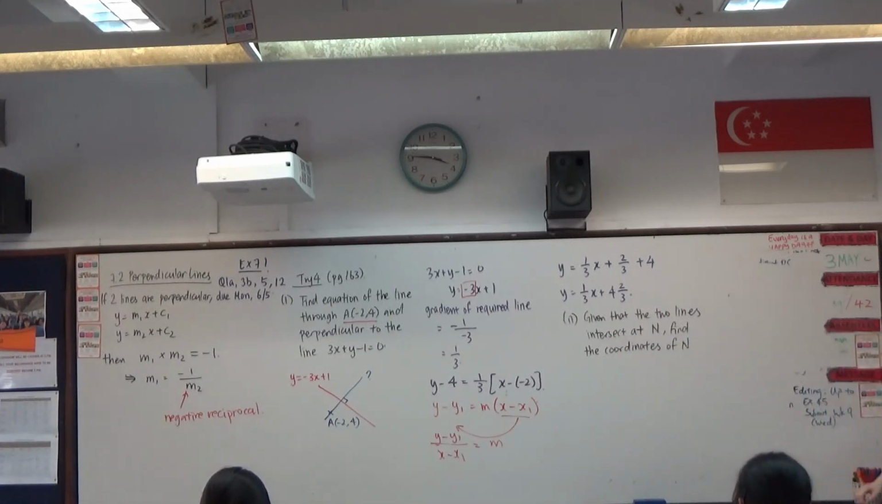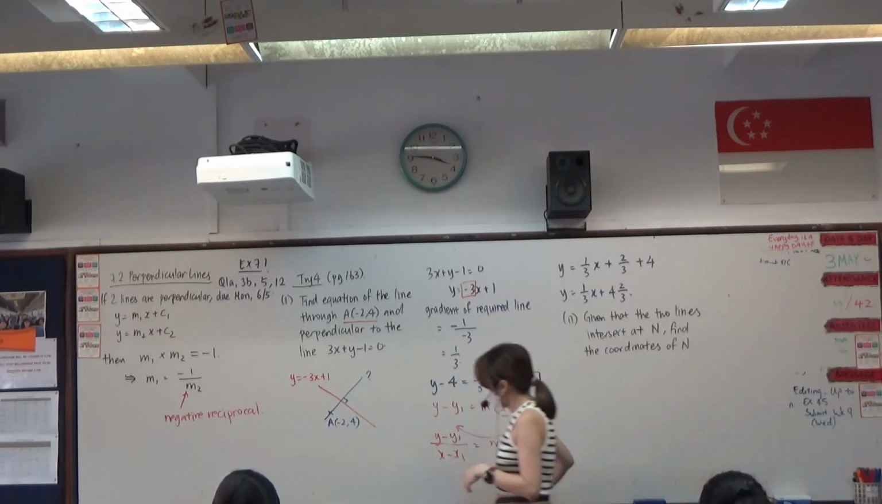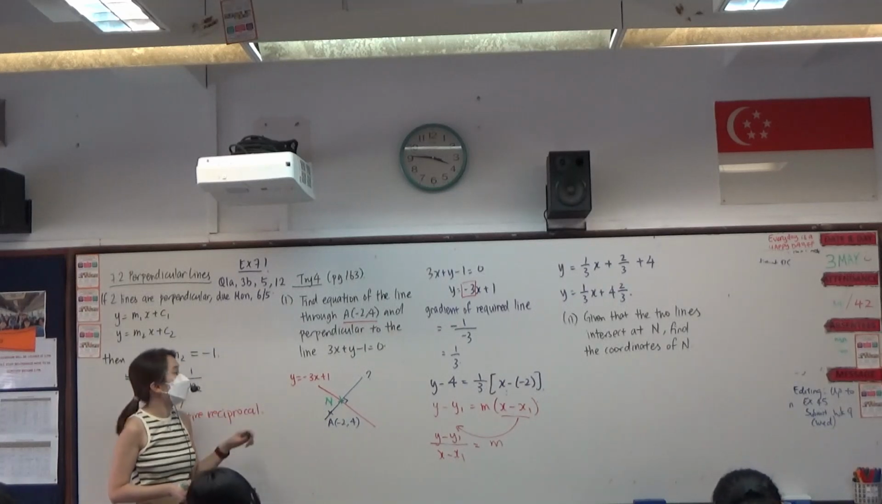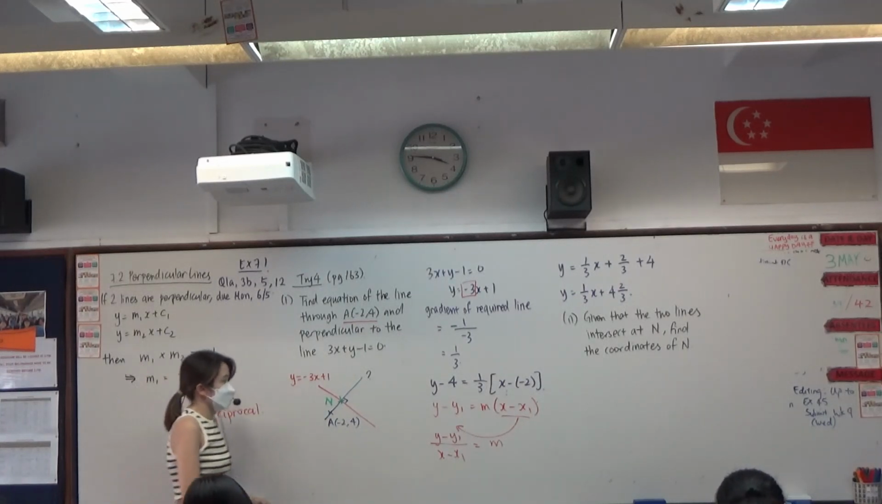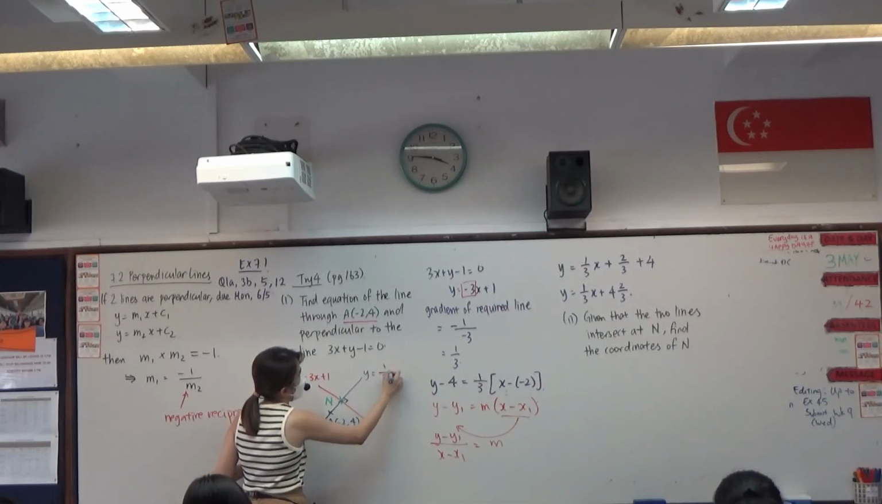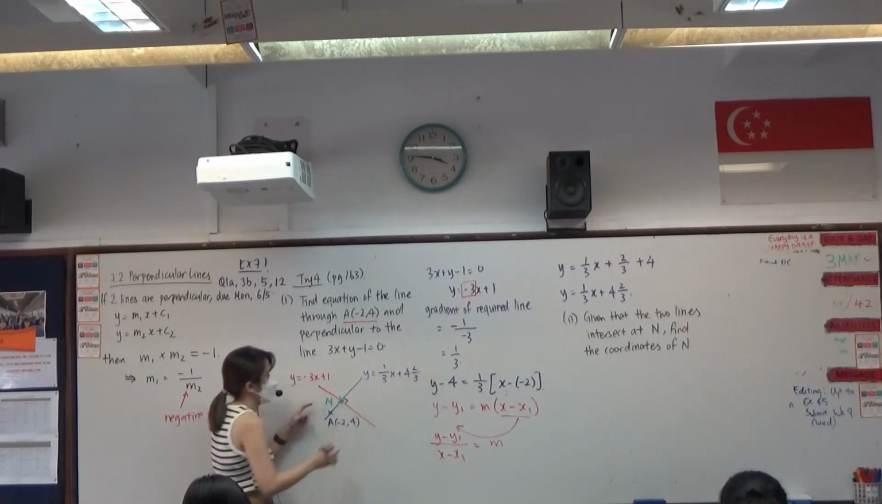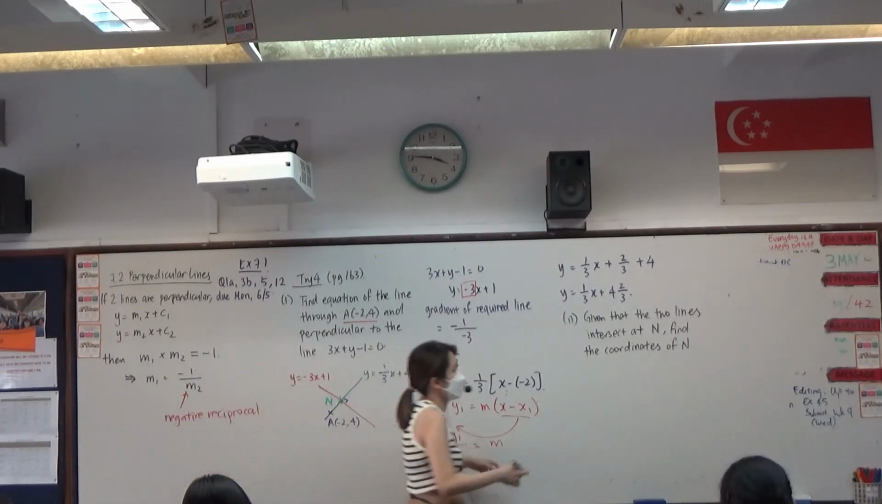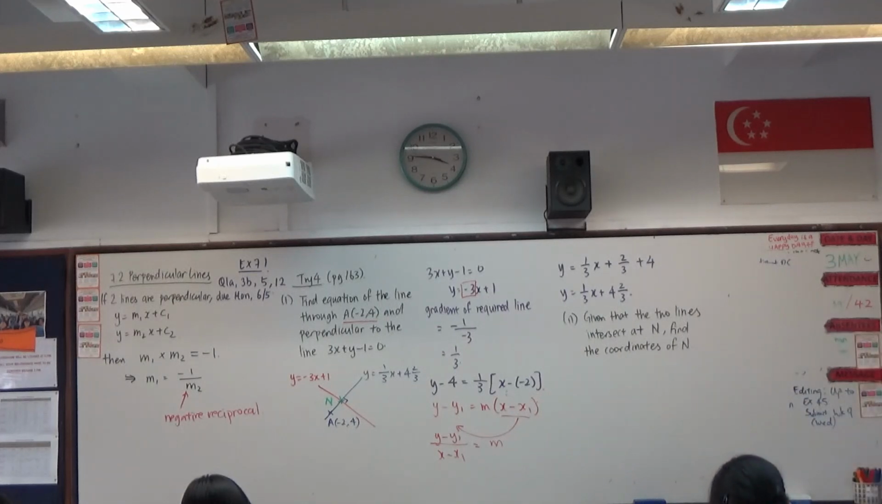Okay, part 2, we want to find the coordinates of the intersection point, which is called N. So, naming this point here as N, I want to find the coordinates. How do we do that? I already have the equation of the perpendicular line. What do I need to do to find these coordinates? What do we need to do? Sub it in, solve simultaneously. Okay, so can you please do that now? I'll give you 3 minutes.